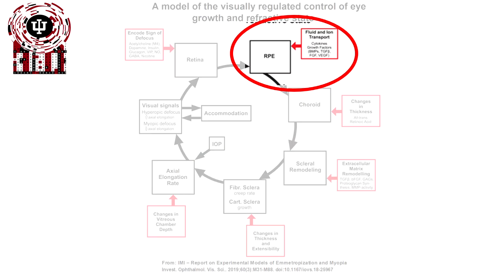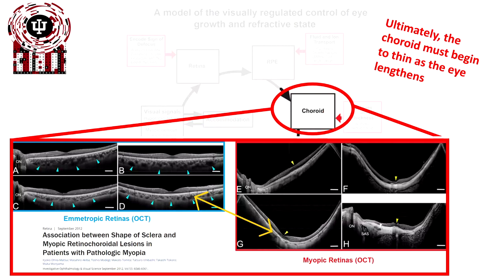Whatever the cause in the signaling process within the retina, that signal must then go through the RPE, through further molecules, ultimately reaching the choroid. If the eye is going to elongate, that choroid needs to change in thickness. And so ultimately, this choroid must begin to thin as the eye lengthens.